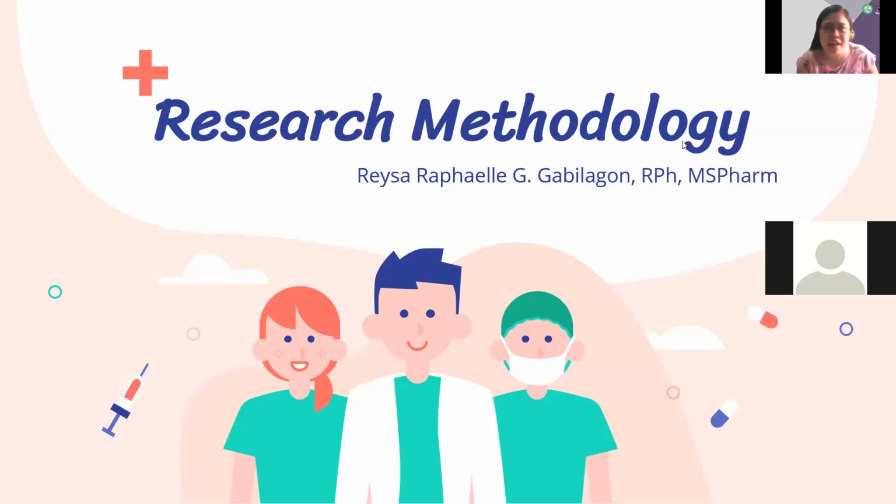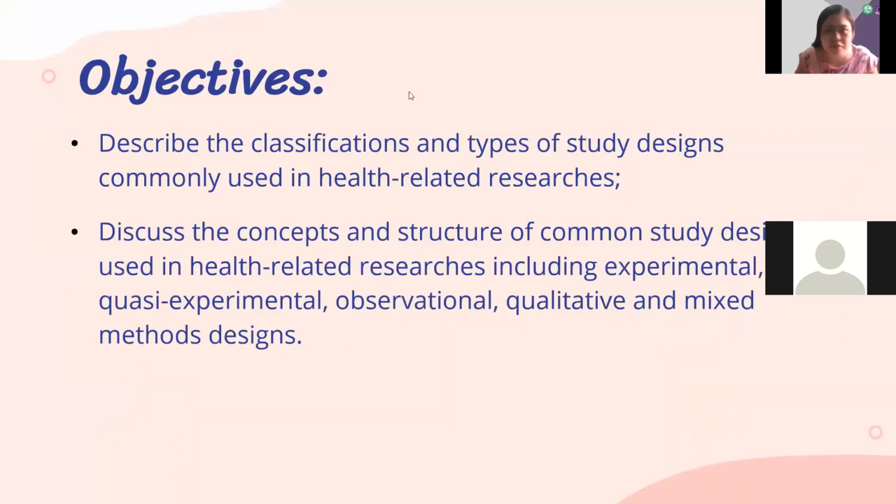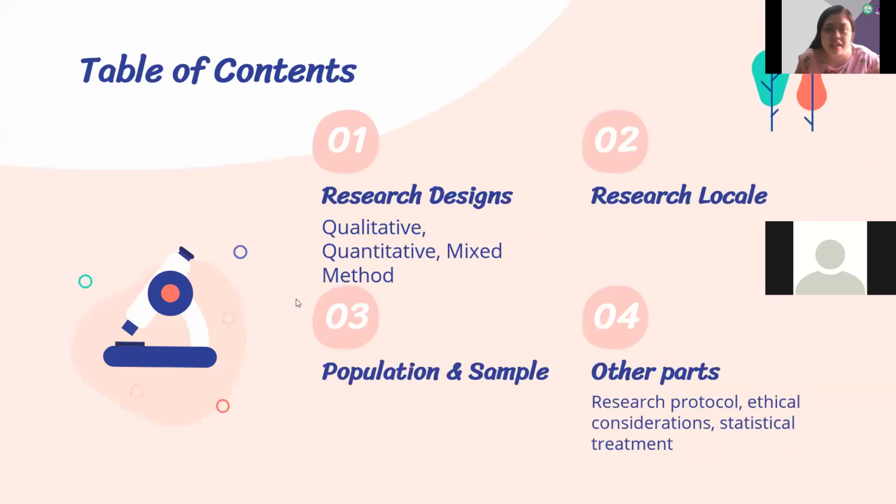So let's move on. We'll have the research methodology, after the introduction. So what are the objectives of this topic? Describe the classification and types of study designs commonly used in health-related researches, and discuss the concepts and structure of common study designs used in health-related researches, including experimental, quasi-experimental, observational, qualitative, and mixed method designs.